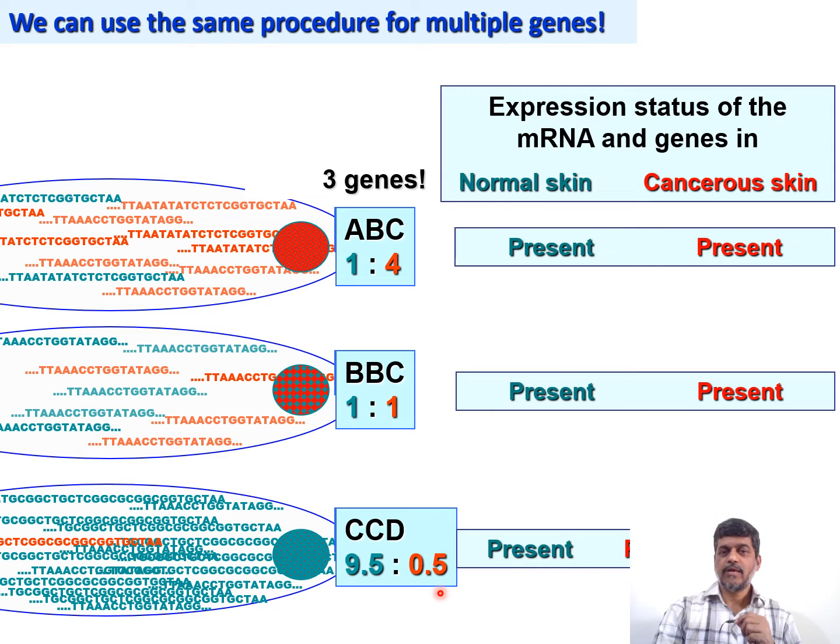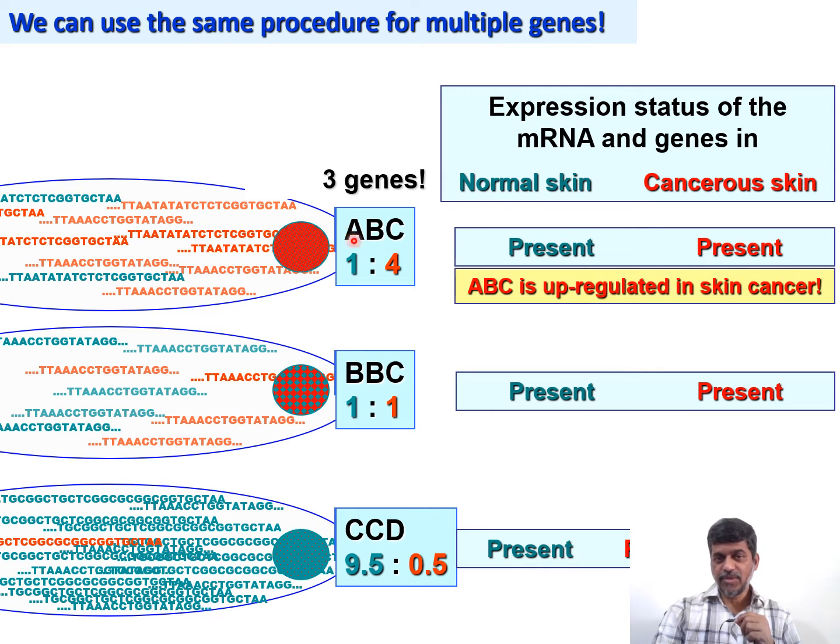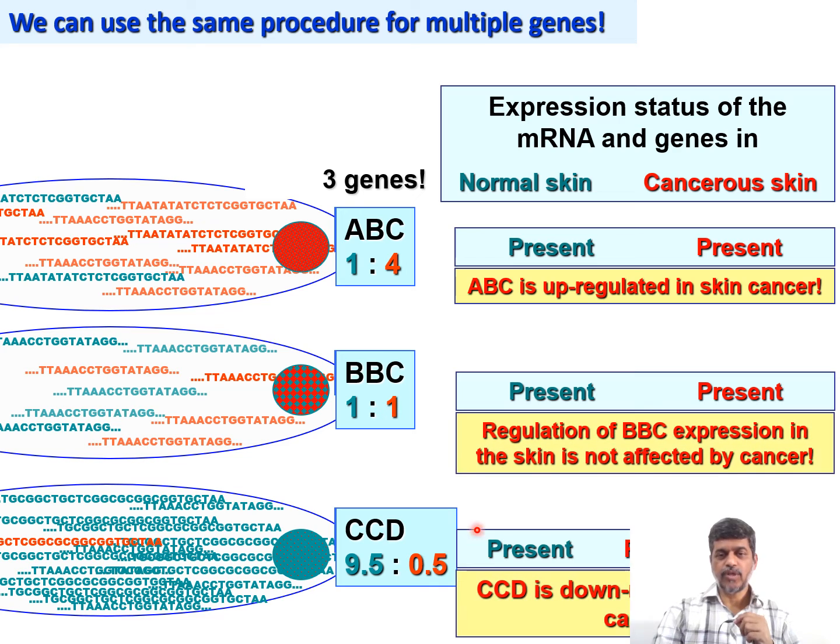And at the gene level, I can say the ABC gene is upregulated in the cancer condition. For BBC, it is undifferentiated, and CCD is downregulated in the cancer condition. I can now repeat the same experiment for all genes also.